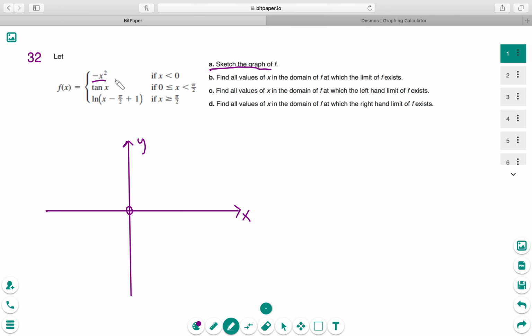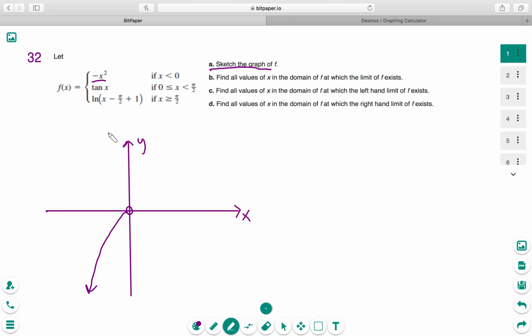But then it says negative x squared if x is less than 0, right? So you know that if you were to do x squared, it would go up like this. But since it's negative, it's going to be all these negative values, so it's going to go down like that, right? So it's going to look like this. Cool. So the function looks like that as you go from negative infinity all the way to 0.